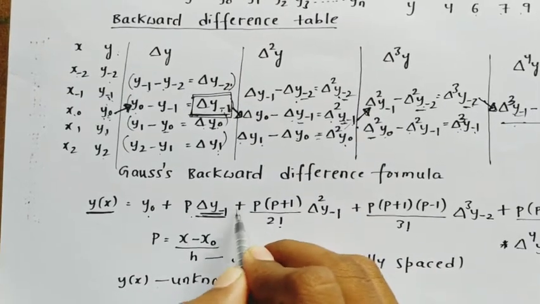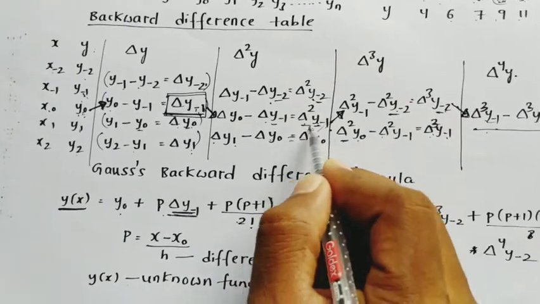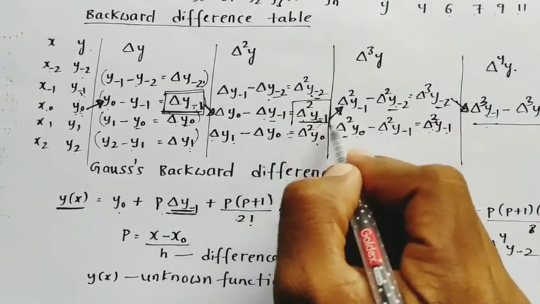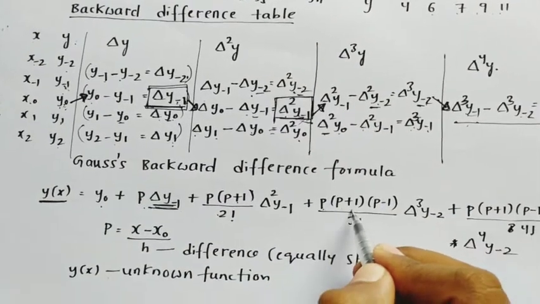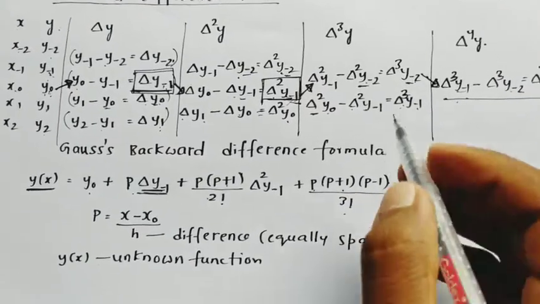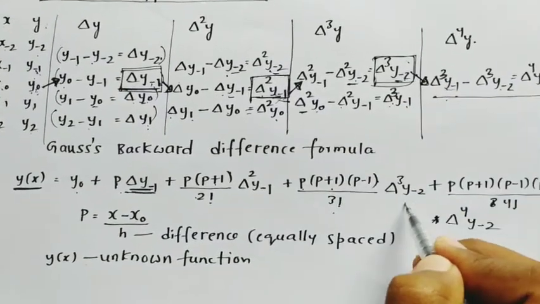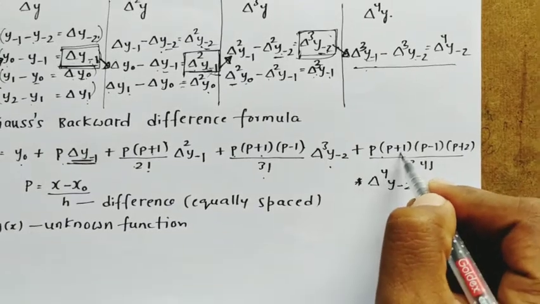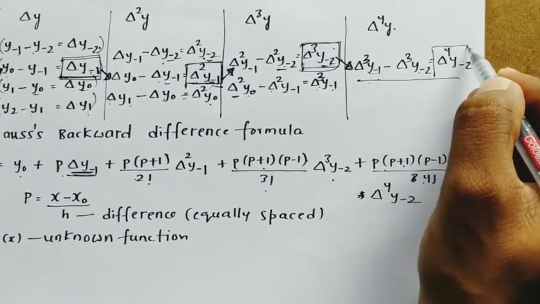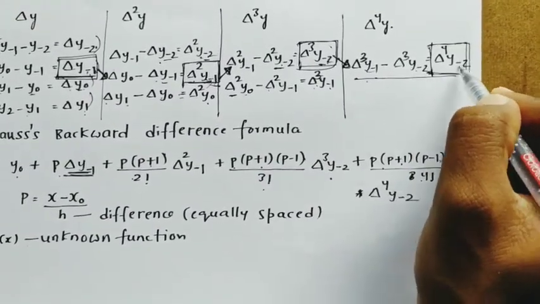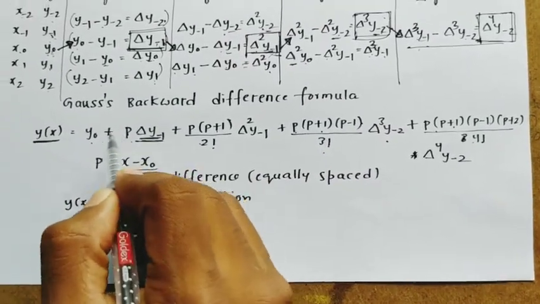and then p into p plus 1 by 2 factorial, with delta square y minus 1, and then p into p plus 1 into p minus 1 by 3 factorial, with delta cube y minus 2, and p into p plus 1 into p minus 1 into p plus 2 by 4 factorial, and finally delta power of 4 y minus 2. In this way we write the formula, and we find the values.